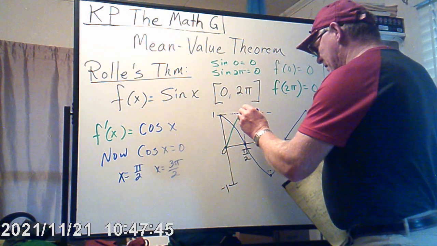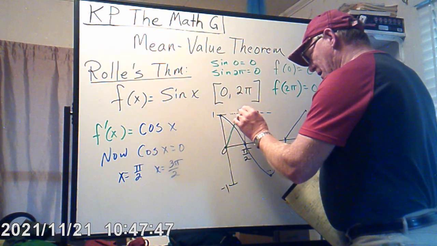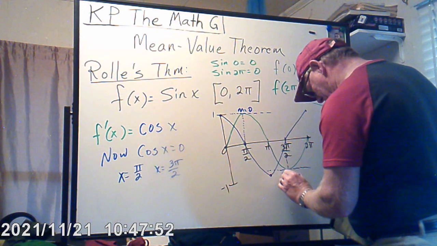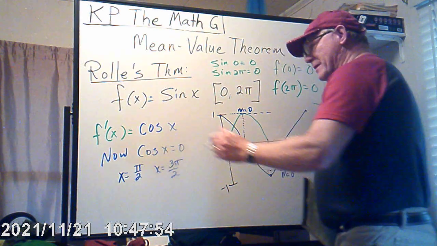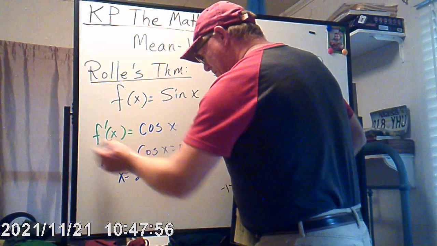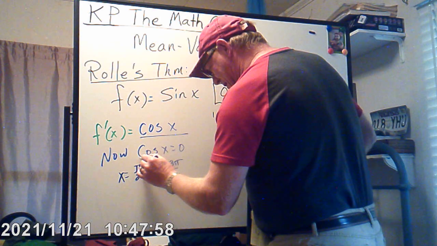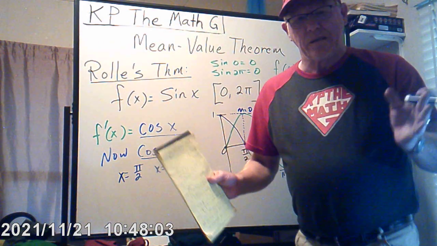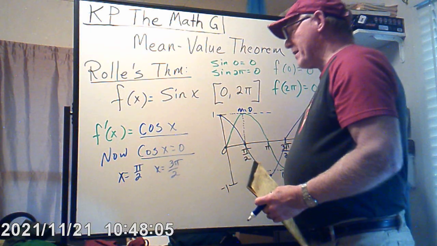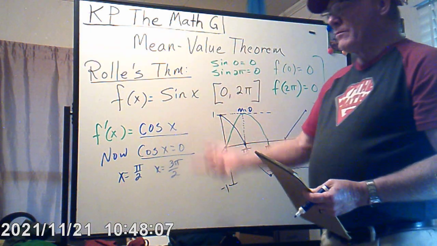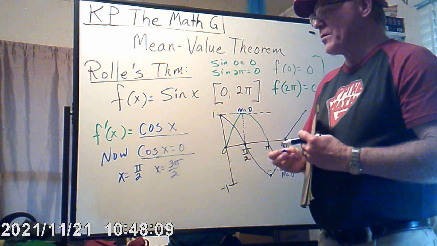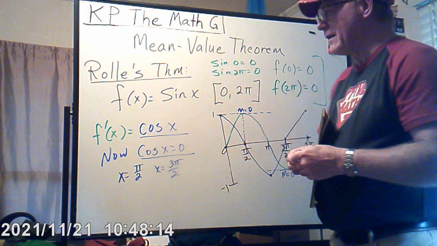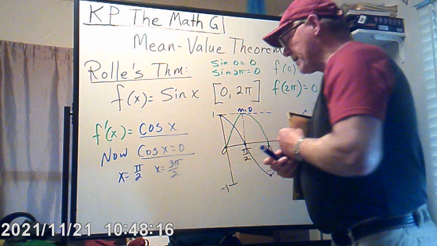This is where the slope is equal to 0. And that's why we set f prime equal to 0, so we can get that horizontal tangent. I'm sure there are applications to Rolle's theorem, but this will suffice for now, just to give you the basic idea.